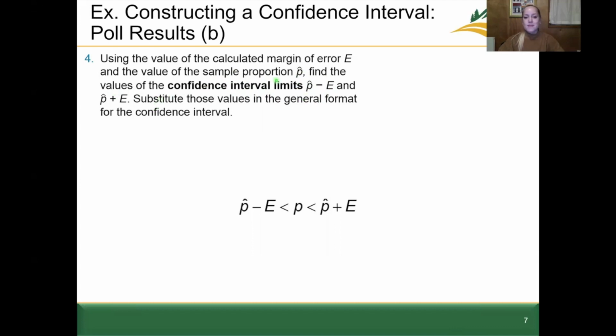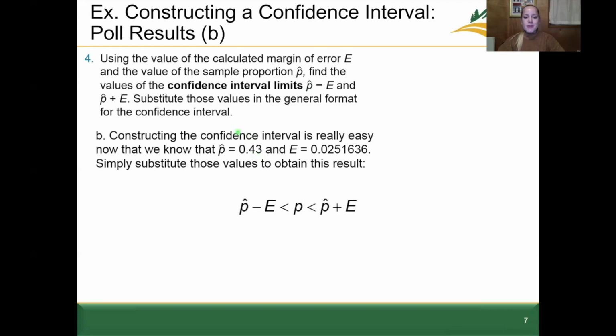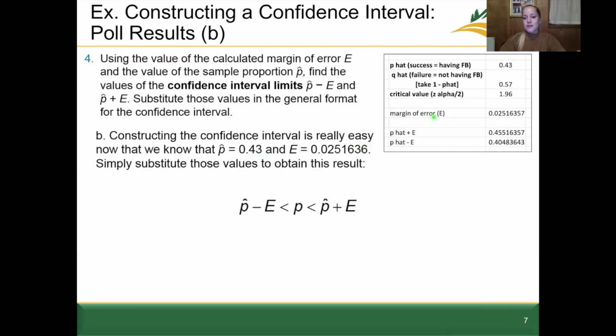Because we have p-hat and we just calculated E, we can actually solve for this already. To remind you, here's our p-hat value, here's our E value. I'm going to show you how I do this in Excel. So here's my margin of error E value that we just calculated on the last slide. I also have my p-hat value listed here of 0.43.